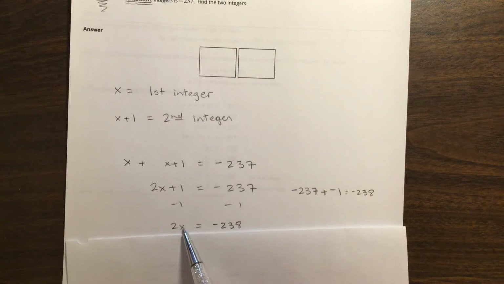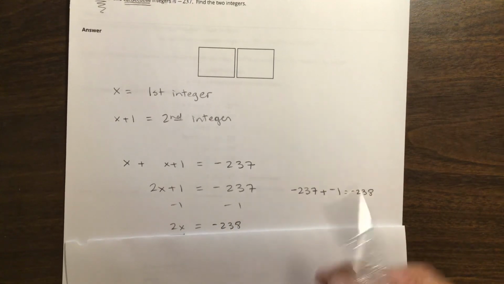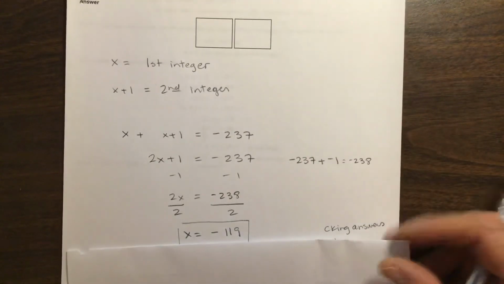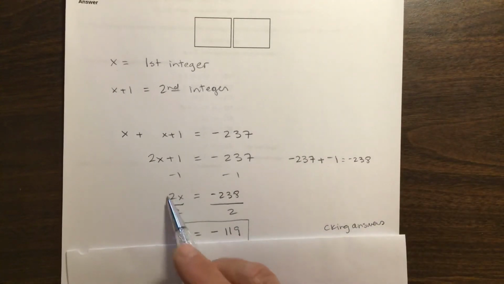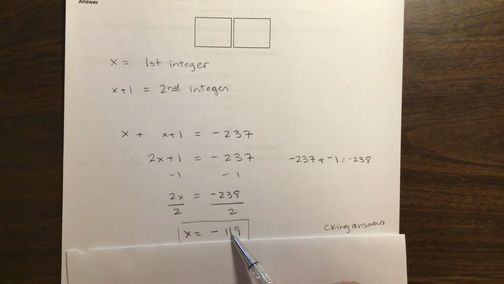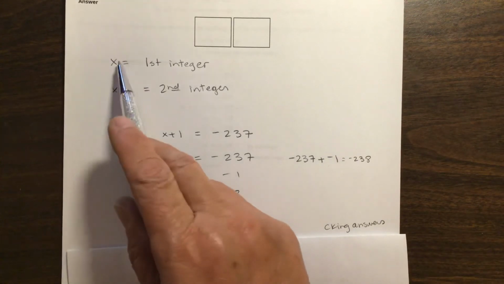And then you're still needing to solve for x. So we're going to divide on both sides by 2. And these factor out. And be careful here, negative divided by positive is going to give you negative. Now, that's x. That's the first integer.